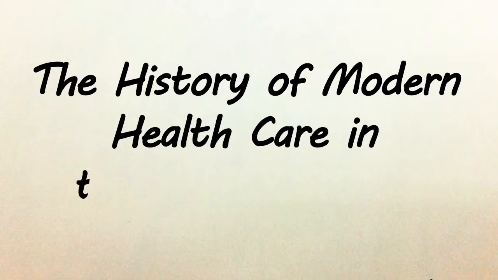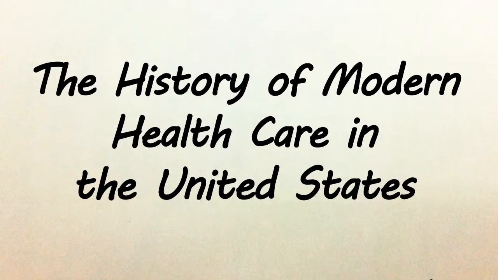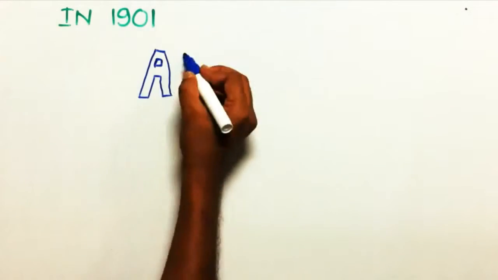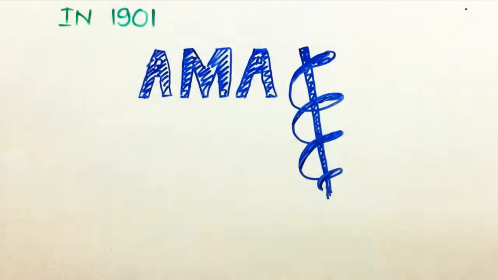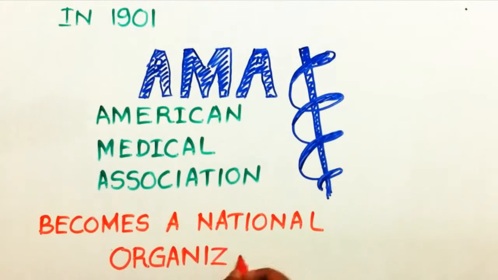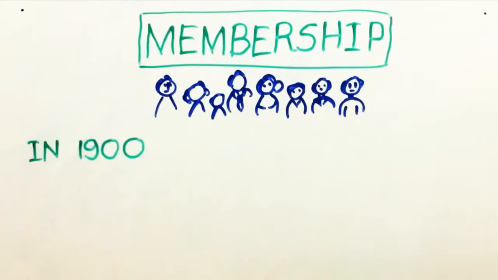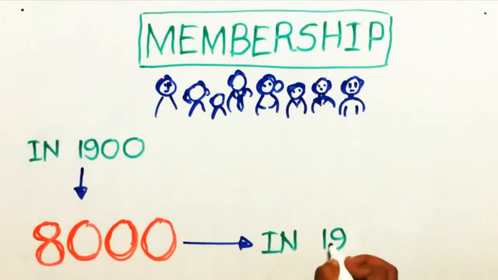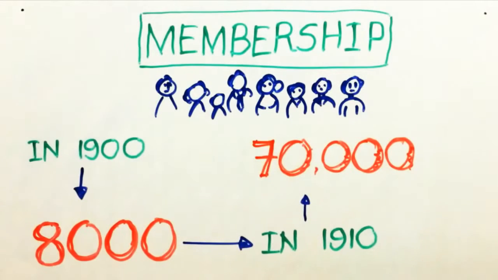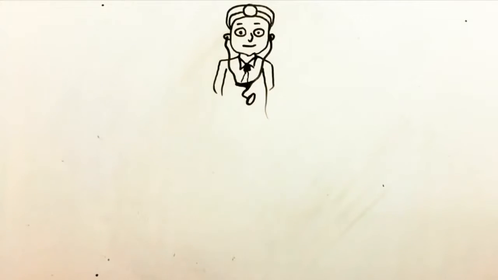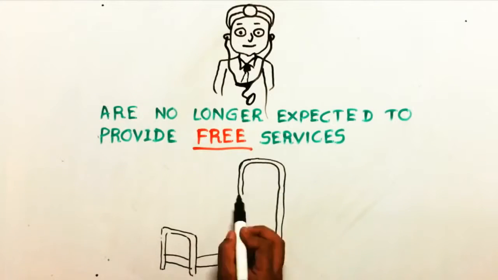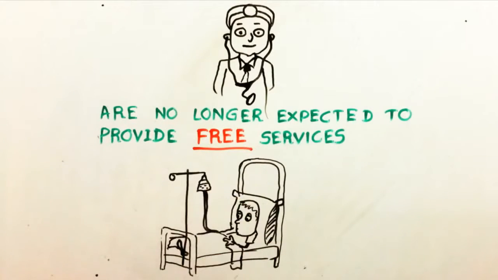Today we're going to talk about the modern healthcare system in the United States and get a history and timeline of how we got to where we are today. In 1901, the American Medical Association becomes a national organization. Membership goes from about 8,000 physicians in 1900 to 70,000 in 1910. This is the beginning of organized medicine. Doctors are no longer expected to provide free services to all hospital patients.